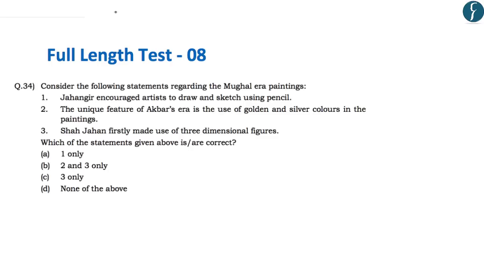The question asked was, consider the following statements regarding Mughal era paintings. Options were, Jahangir encouraged artists to draw and sketch using pencil. Second, the unique feature of Akbar's era is the use of golden and silver colors in the paintings. Third, Shah Jahan firstly made use of three-dimensional figures. Which of the statements given above are correct? Options were 1 only, 2 and 3 only, 3 only and none of the above.